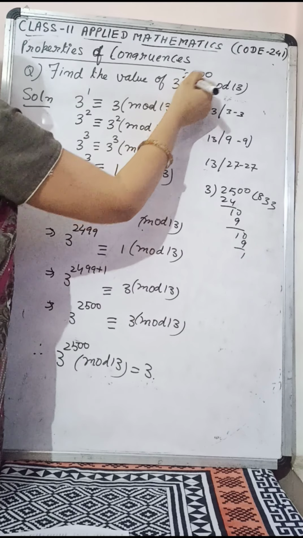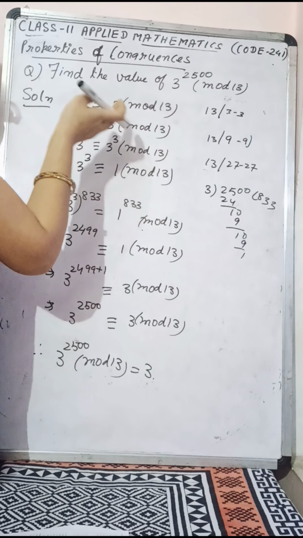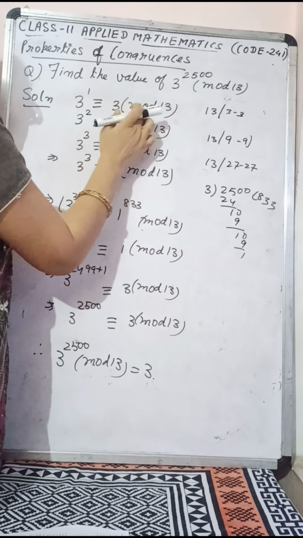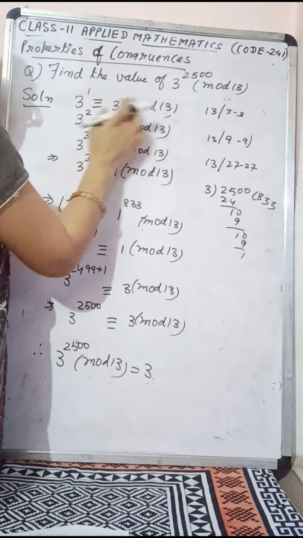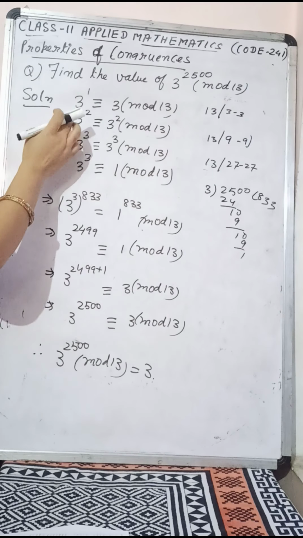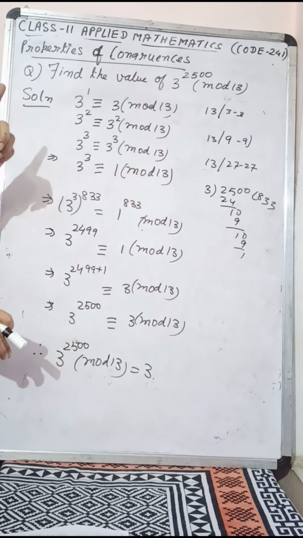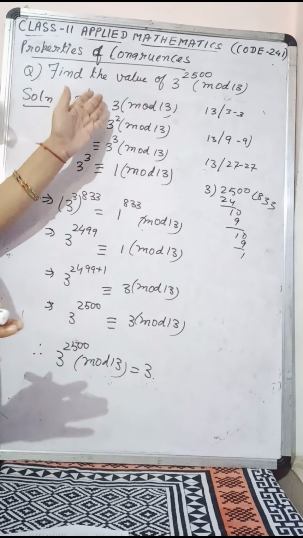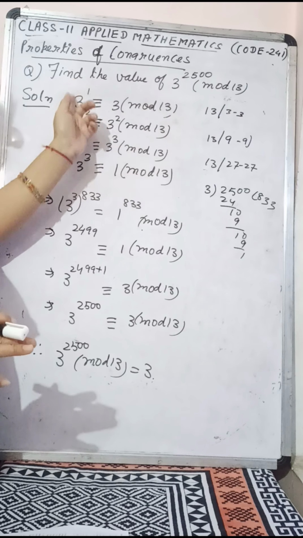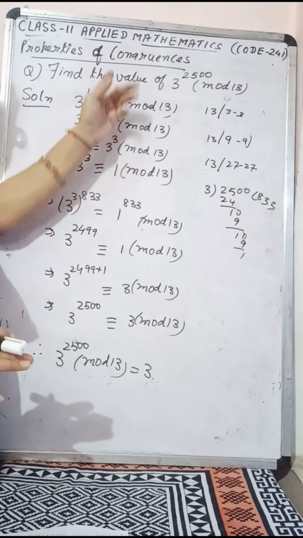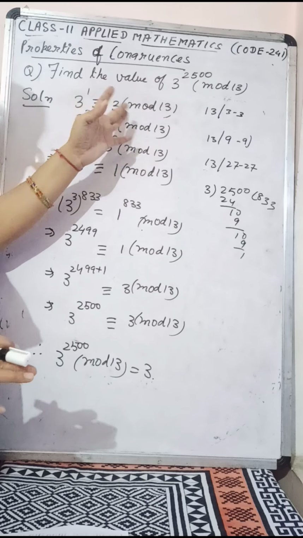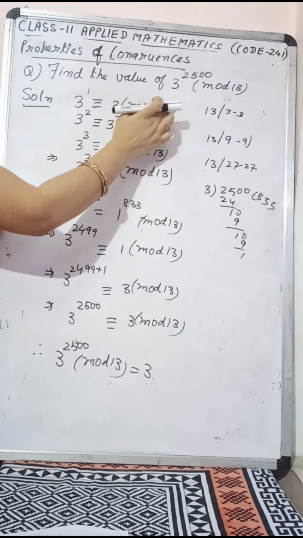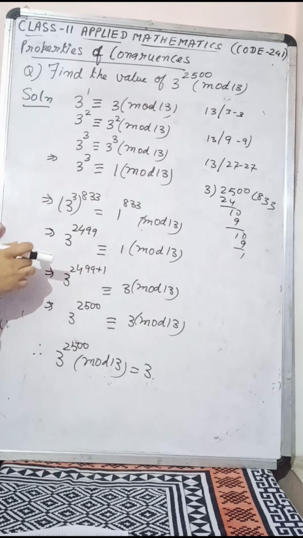First of all, over here we have 3 power something modulo 13. So let us understand: 3 power 1 is congruent to 3 modulo 13. You can see over here 13 divides 3 minus 3, that is 0. Again using property number 4, when I said that if P is congruent to Q modulo M, then P power N is congruent to Q power N, means if the power is raised, the same congruence holds. Here the modulus will remain as M only.